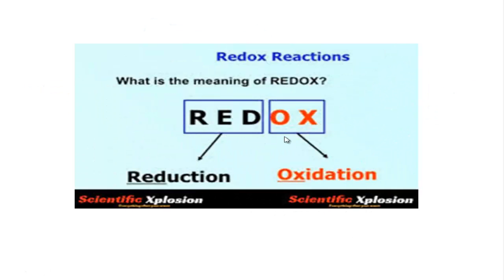Redox reaction. This word redox has actually two parts, red and ox. The red part is taken from reduction and the ox part is taken from oxidation. So redox is actually the short form of reduction and oxidation, these two parts. So what is oxidation and what is reduction?